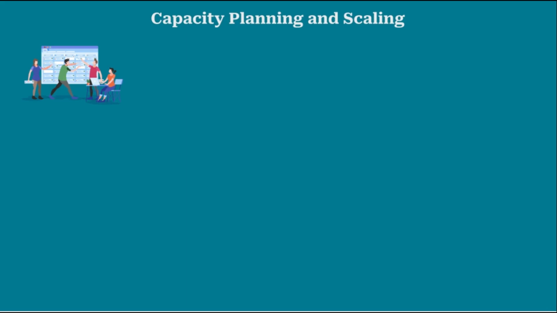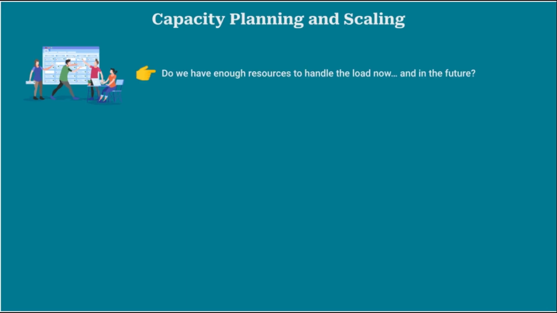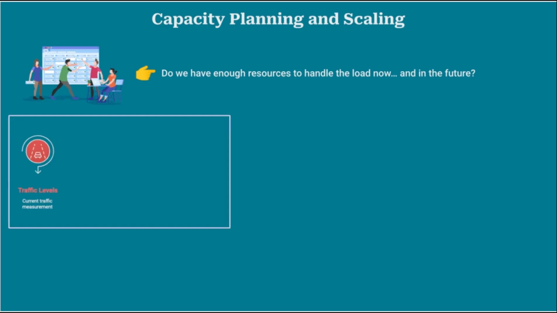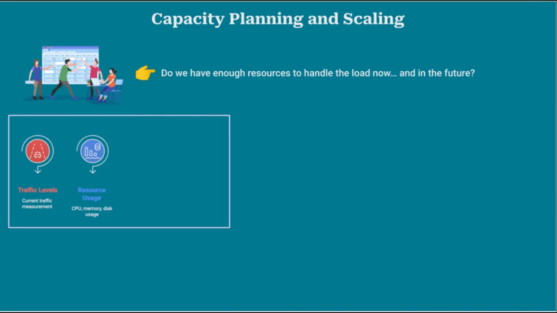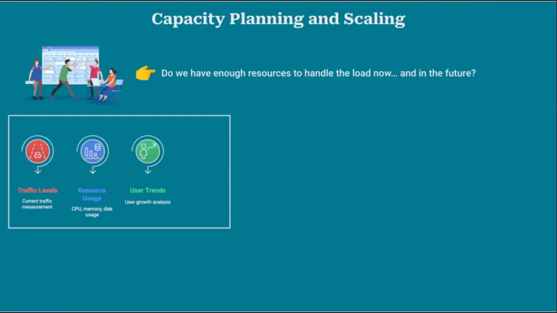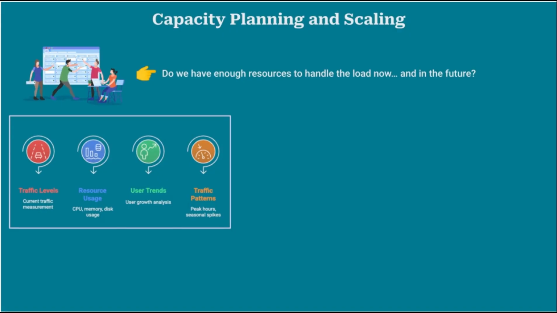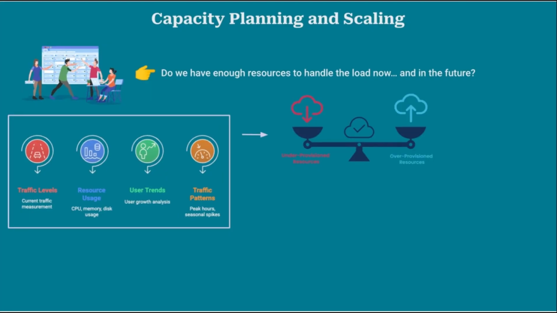Capacity planning is all about answering the question, do we have enough resources to handle the load now? And in the future? This involves measuring things like current traffic levels, CPU, memory, and disk usage, user growth trends, peak traffic hours and seasonal spikes. You want to avoid 2 extremes. 1. Under-provisioning, where your system crashes because it's overloaded. 2. Over-provisioning, where you waste money on idle resources.